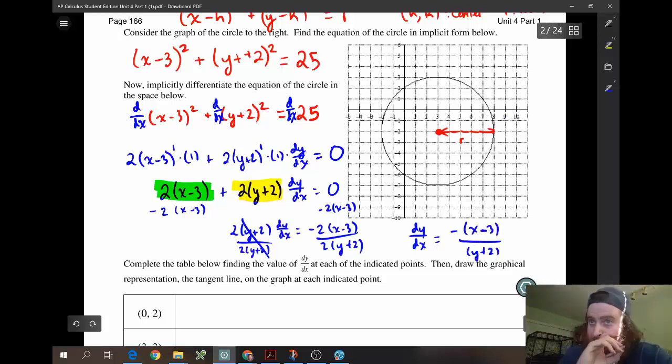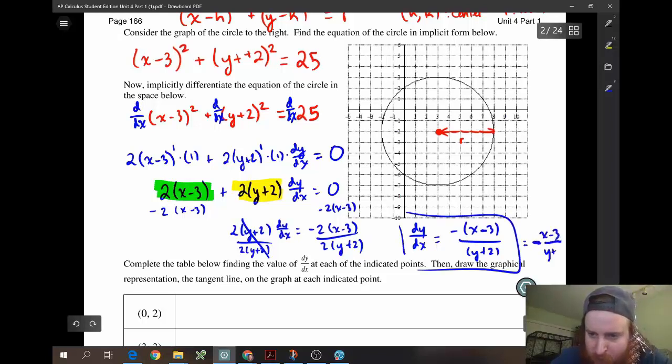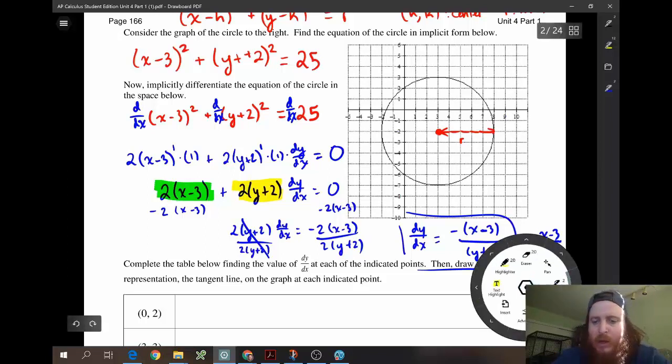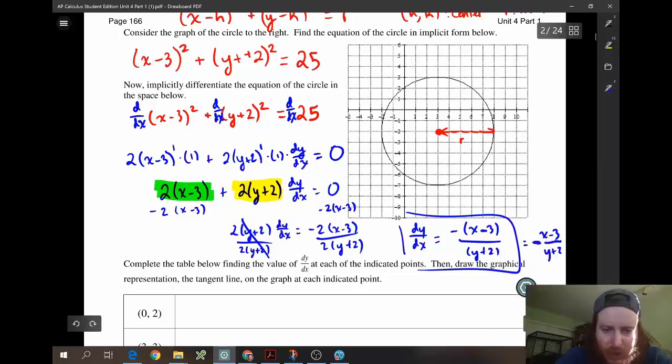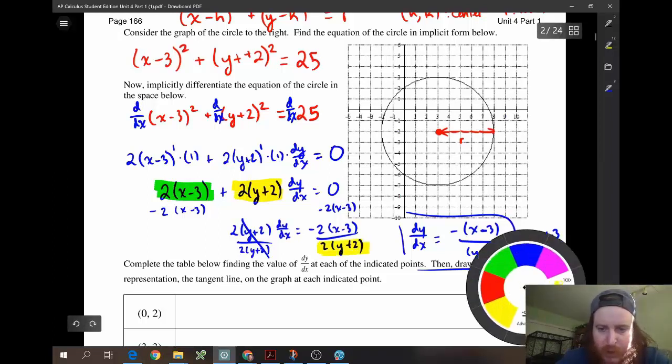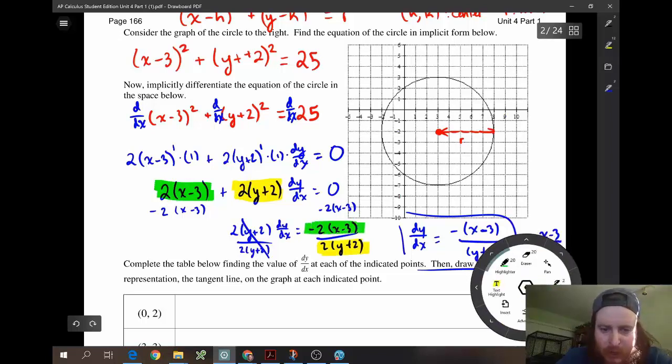Now, I got rid of the 2's. And another thing, on the AP test, they might even write this as negative x minus 3 over y plus 2, and drop the parentheses. But know that that negative does distribute to the entire x minus 3, so flip both when you write it in the front like that. Looking at my highlights, what I said was this yellow term is going to go to the denominator, and the green term without the dy/dx is going to go to the numerator and flip signs.